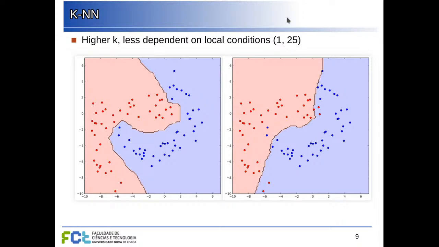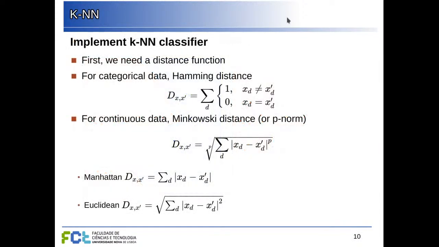So if we increase the value of k, we make the frontier, the discriminant, less dependent on what exactly are the points nearby and make it look further away for the majority of points in the neighborhood.